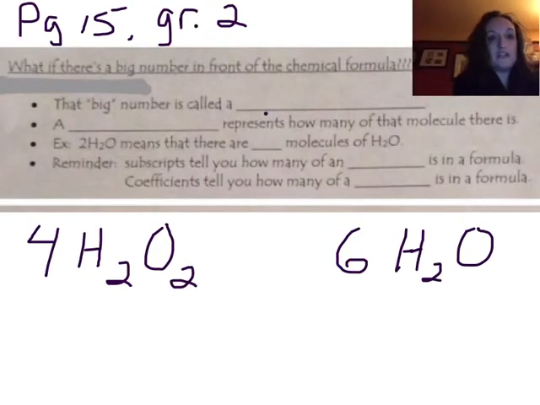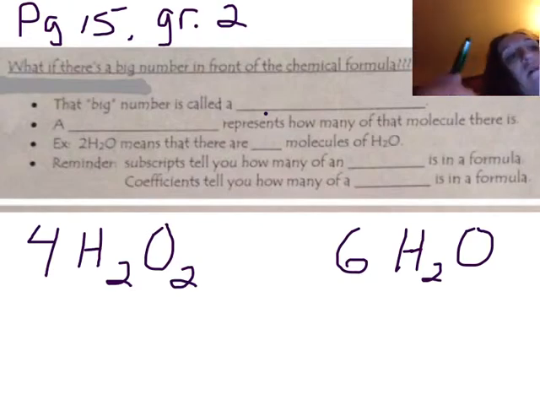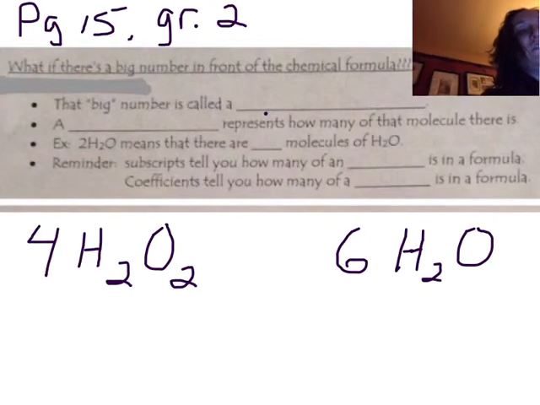Okay, now we're switching back to page 15, the second chunk of notes, and we are looking at whether or not there's a big number in front of the chemical formula. Some examples would be like 4H2O2 or 6H2O. So what does that big number mean? To get started, that big number is called a coefficient.